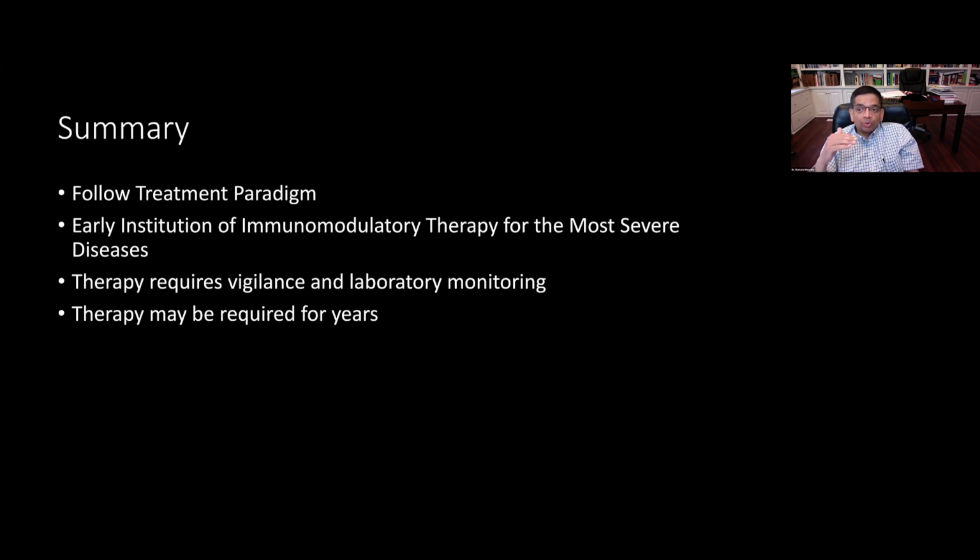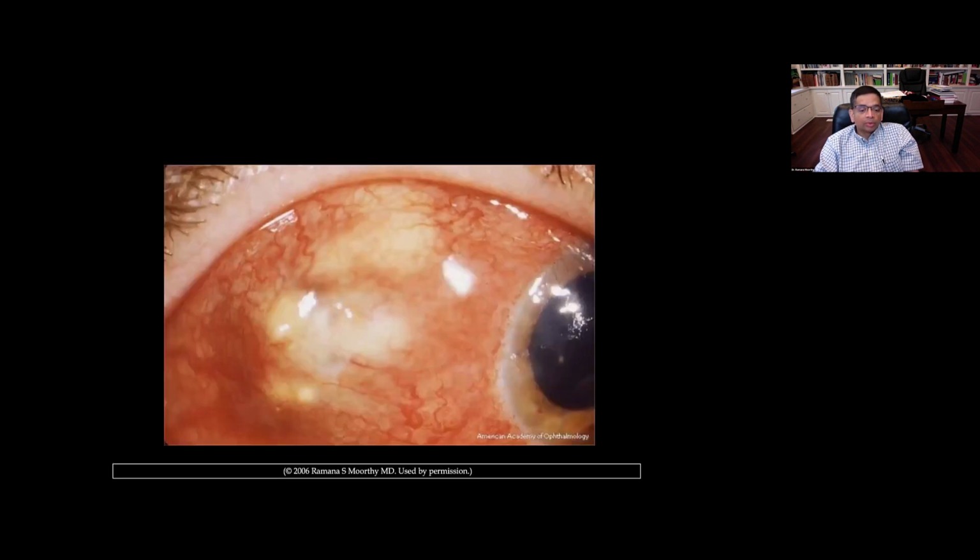And if they can't be tapered to a reasonable dosage to control the inflammation with chronic disease, then you have to institute immunomodulatory therapy. In the most severe cases, especially in severe chronic disease, you need to institute immunosuppressive therapy sooner. Immunosuppressive therapy and or steroid therapy requires vigilance and close monitoring, and therapy may be required for many years. We know when to start therapy, mostly, but we don't know when to stop therapy. When do you predict that a patient has achieved durable remission? We don't know. So I'm going to go through these cases very quickly.